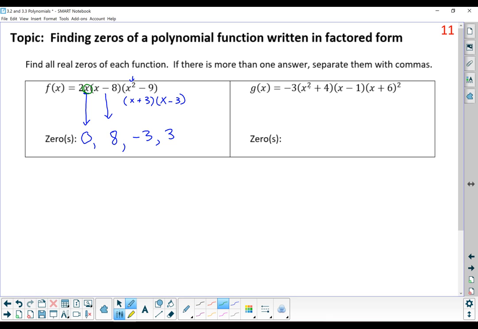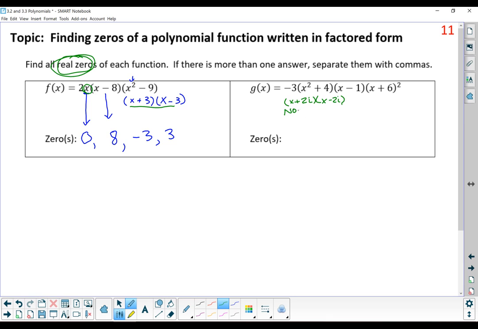I also have a power of 2 here. A minute ago when we had that power of 2, we were able to factor, and you might remember how to factor that. We can factor it in the complex numbers as x plus 2i and x minus 2i. But in this topic, we're looking for real zeros.